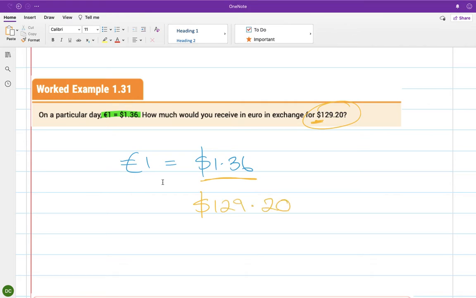So I'd put 129.20 here. And I need to figure out, if you look at the question, it says how much would you receive in euro. So that makes that my question mark. I'm trying to figure out how many euro I'm going to get for $129.20.